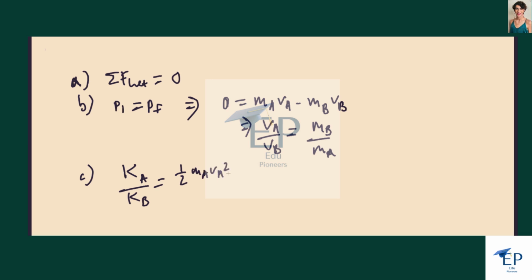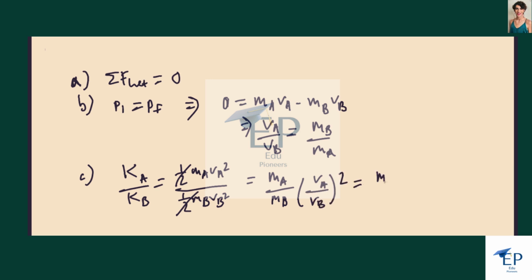KA equals one half MA VA squared over one half MB VB squared, so the one halves cancel. So we have MA over MB times VA over VB quantity squared. We replace VA over VB from there, so that's MB over MA quantity squared. And so we're left with MB over MA as a ratio in part C, the same as the ratio of velocities.